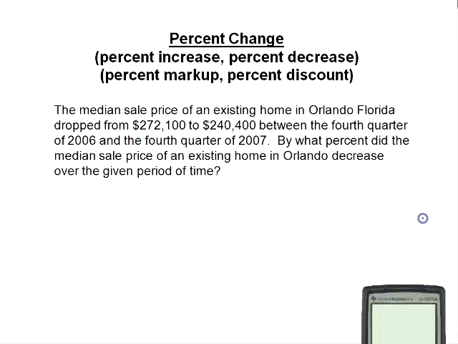Let's look at another example. The median sale price of an existing home in Orlando dropped from $272,100 to $240,400 between the fourth quarter of 2006 and the fourth quarter of 2007. We're going to find the percent decrease in the median sale price of a home in Orlando. First, we've got to find the amount of decrease.